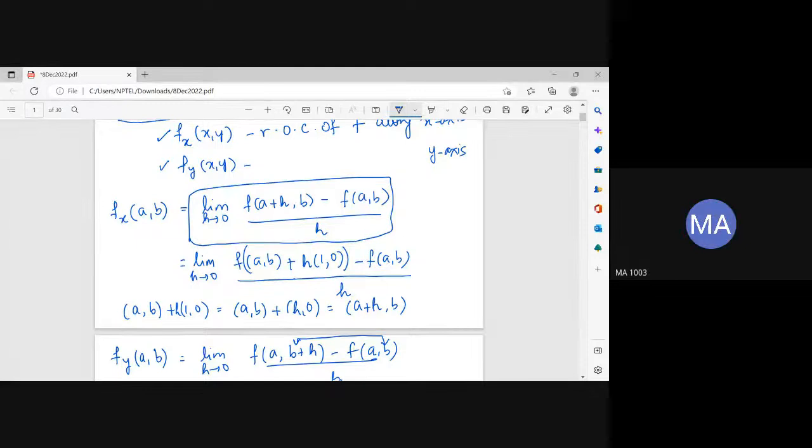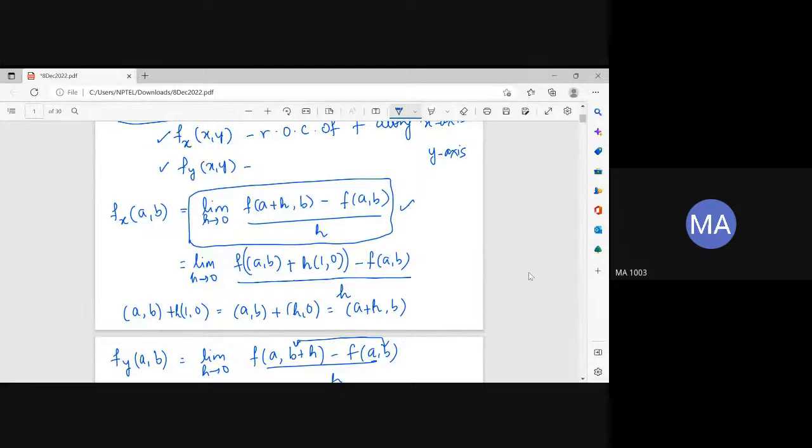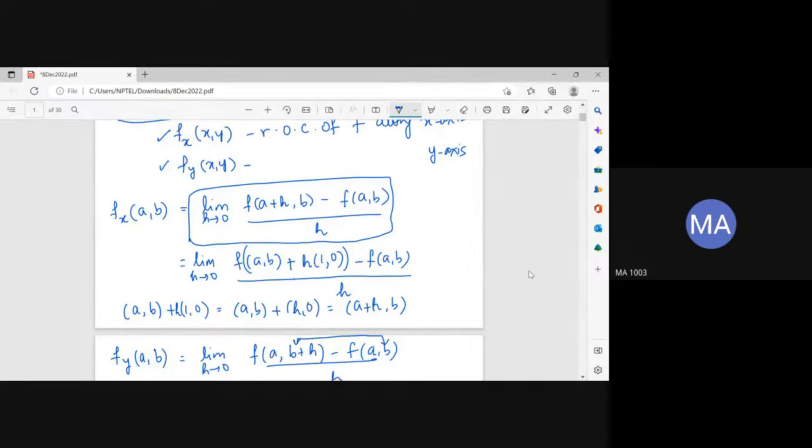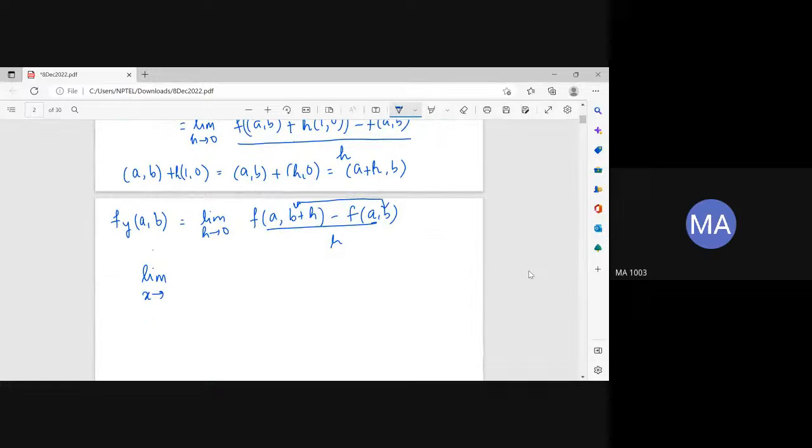So how will we calculate this limit? When will we say that this limit exists? When will we say limit x goes to 0, x squared exists? When LHL equals RHL basically. So limit x goes to 0 plus and limit x goes to 0 minus, both should exist and they should be equal. That is when this limit exists, right? And the function value should also be equal to the limit. That is for continuity; I'm just talking about limits.